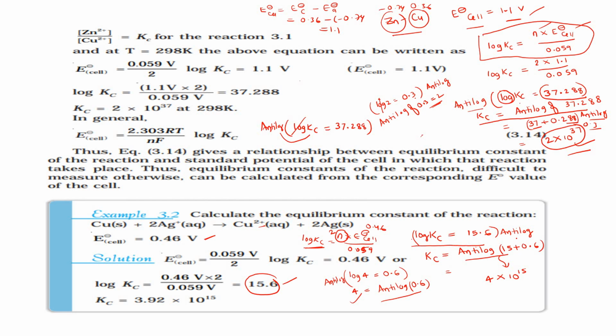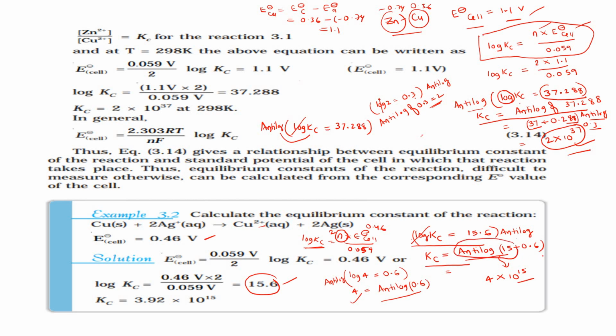Now take the anti-log. The anti-log of Kc gets cancelled, the anti-log of log cancels. Now Kc equals the anti-log of 15.6. Now 15.6 you can write as 15 plus 0.6. Now the anti-log of 15 equals 10 to the power of 15.